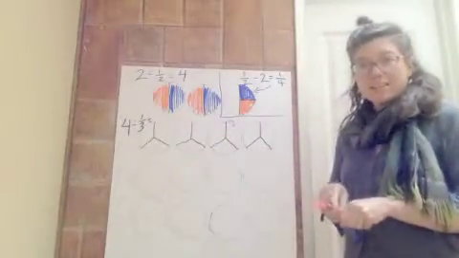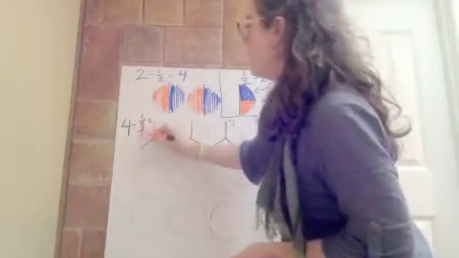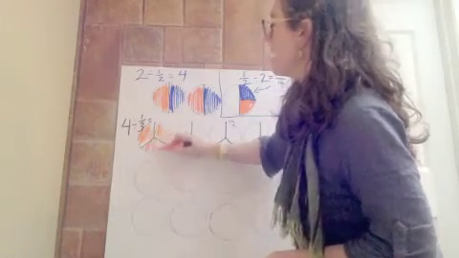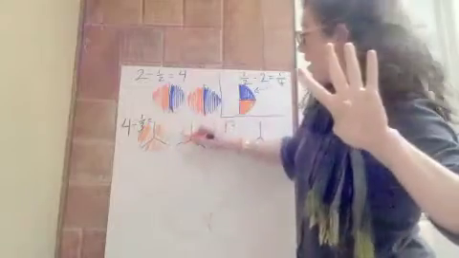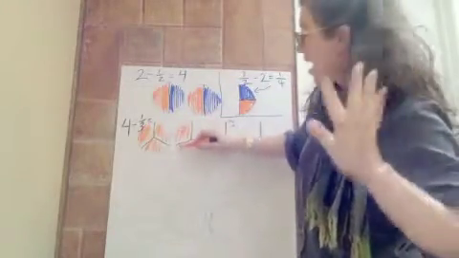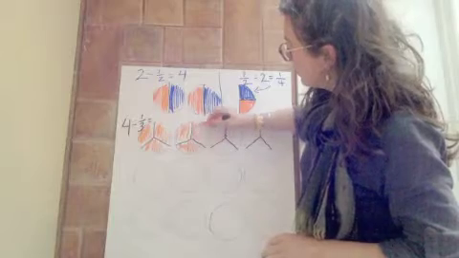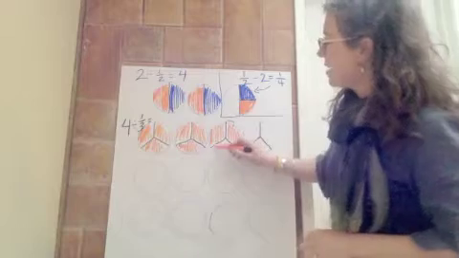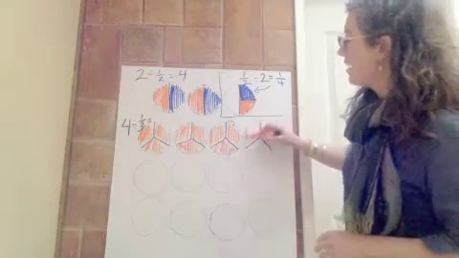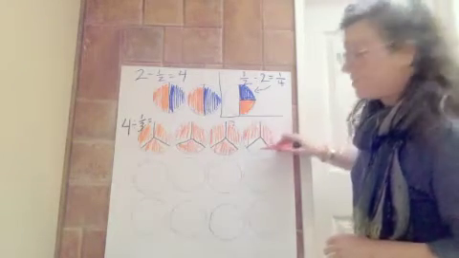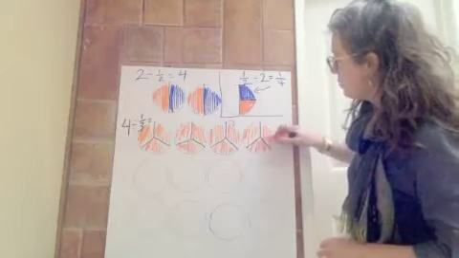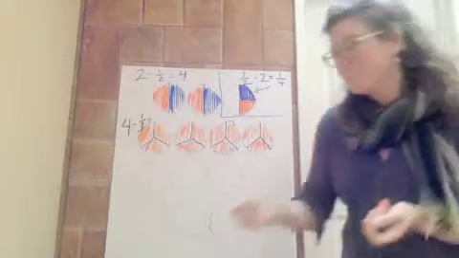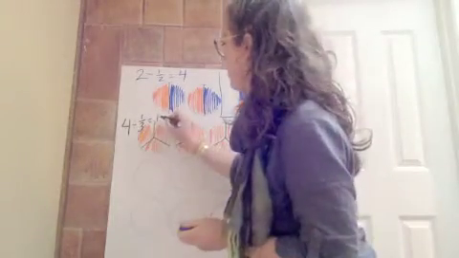in order to solve this, I'm not going to use different colors this time, but we're going to go 1, 2, count with me, 3, 4, 5, keep going, 6, 7, 8, 9, 10, 11, 12. So 4 divided by 1/3 equals, beautiful, 12.